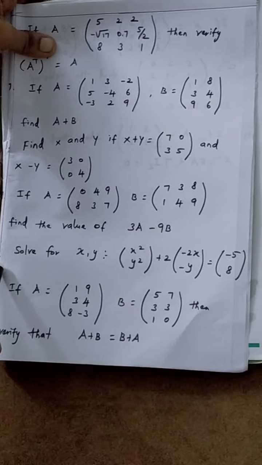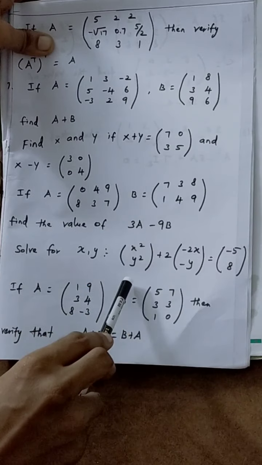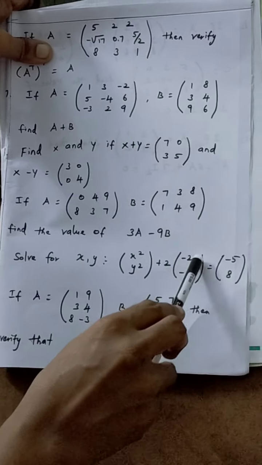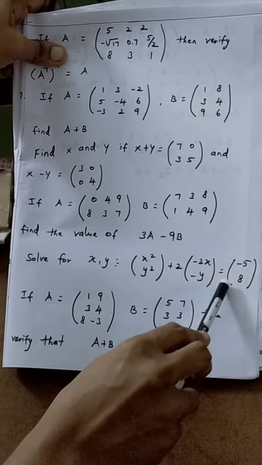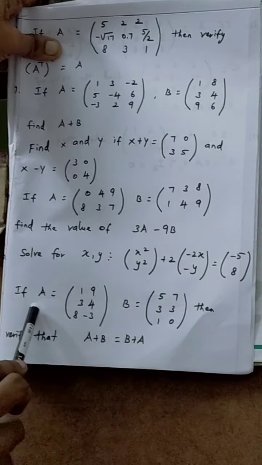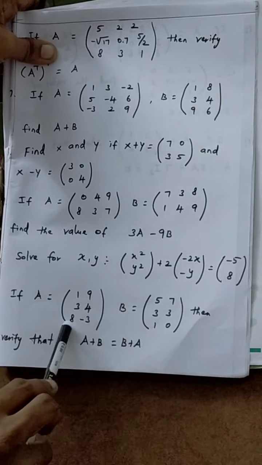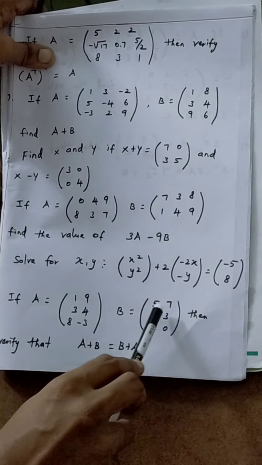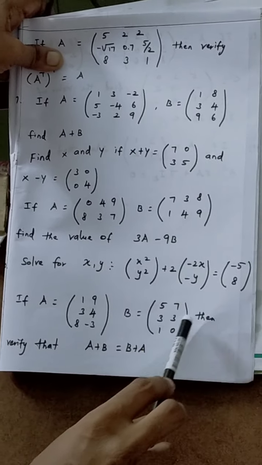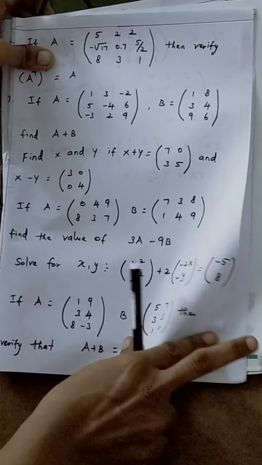The next one is the 10th question. Solve for x, y, within bracket x square, y square, close the bracket, plus 2 within bracket minus 2x, second row minus y, equal to, first row minus 5, second row 8. Then 11th one, if A equal to, within bracket 1, 9, second row 3, 4, third row 8, minus 3 and B equal to, first row 5, 7, second row 3, 3, third row 1, 0, then verify that A plus B equal to B plus A.